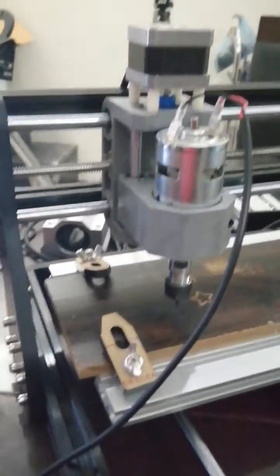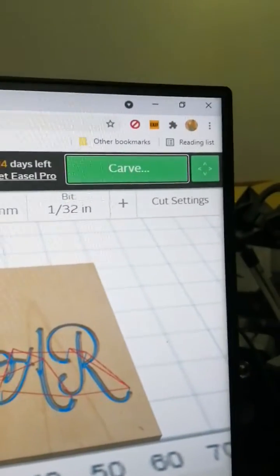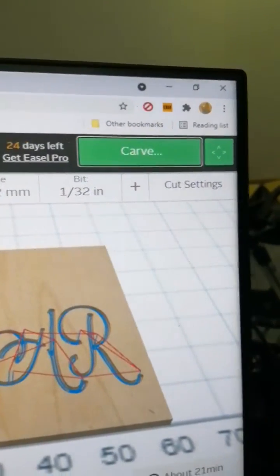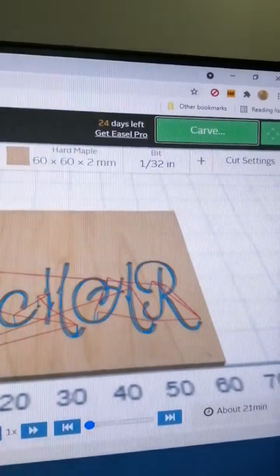This is the 3018 CNC machine, and you can see the Easel interface indicating green, which means that the machine is connected. There is communication between the machine and Easel.